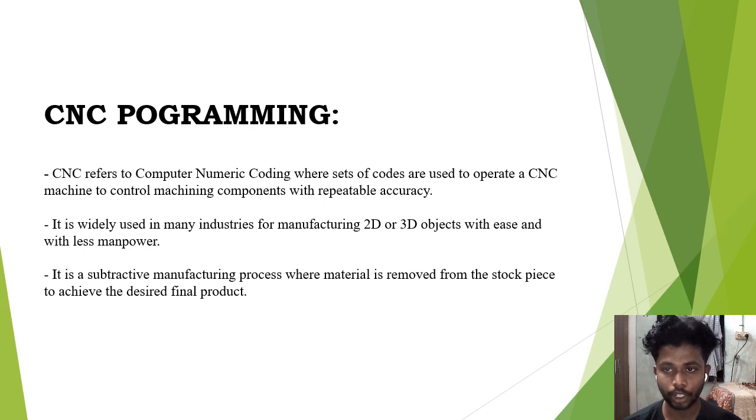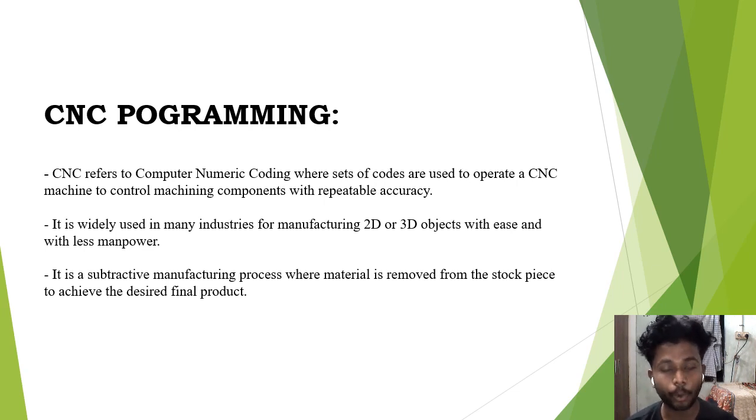What is CNC programming, basically? CNC refers to computer numeric coding, where codes are used to operate a CNC machine to control machining components with repeatable accuracy. CNC is a method where the machining components are controlled by numeric codes, where the computer is used to produce sets of codes which can be used to control the machinery components to produce the desired final product that we should get.